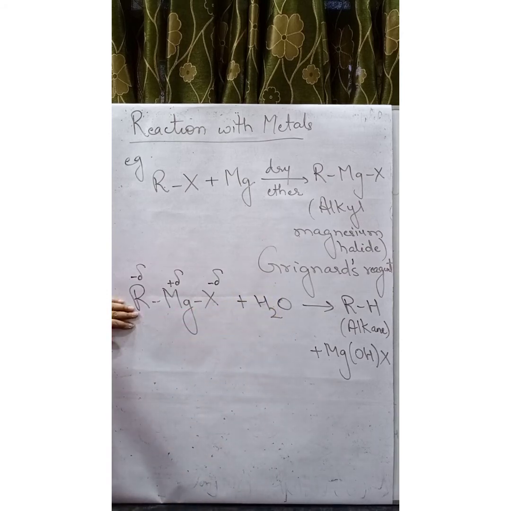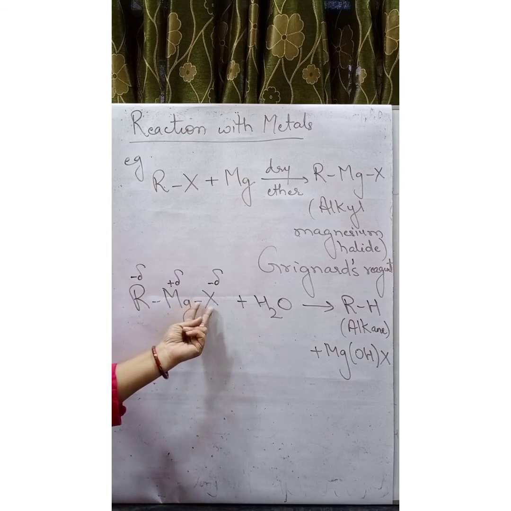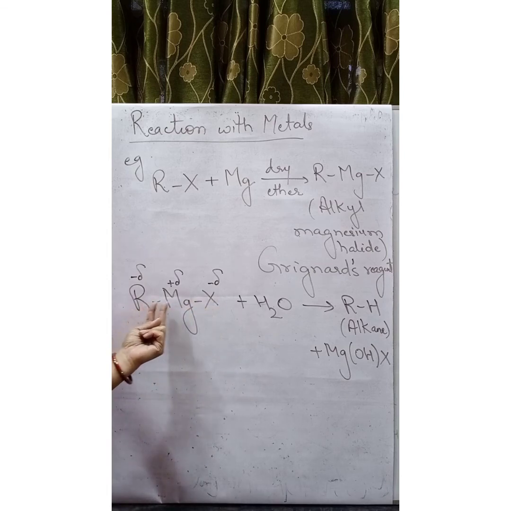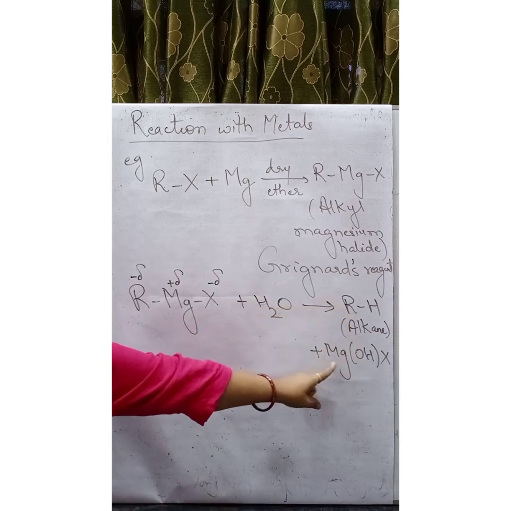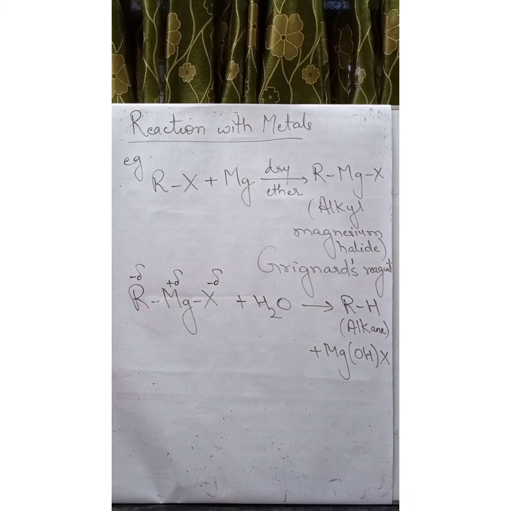This Grignard reagent possesses two types of bonds. Mg and X bond is ionic in nature and the carbon metal bond is covalent in nature. Carbon bears a partial negative charge due to high electronegativity. So in comparison to halogen, magnesium develops a partial positive charge. If we compare magnesium with alkyl group, the alkyl group bears a partial negative charge. This Grignard reagent is highly reactive and reacts with any source of proton to give hydrocarbon. For example, RMgX plus water gives alkane and a byproduct Mg(OH)X.